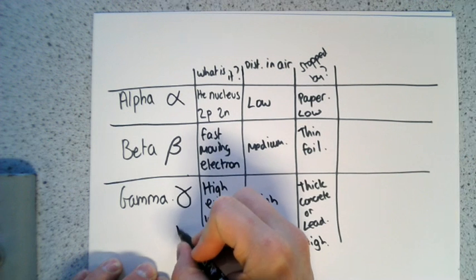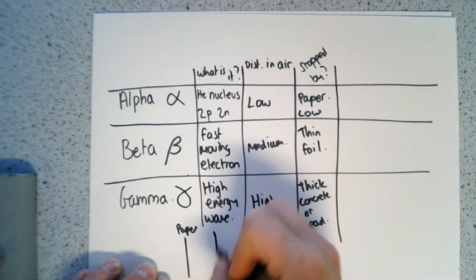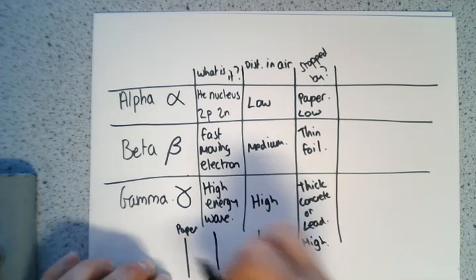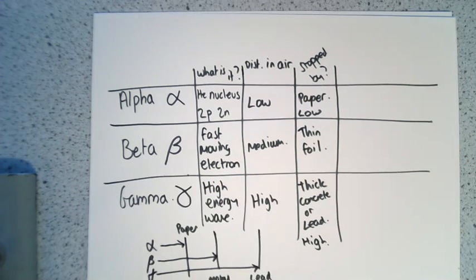So that is paper, that is metal, that is lead or concrete, and you've got your alpha. Sorry, you need to know something called ionizing power.